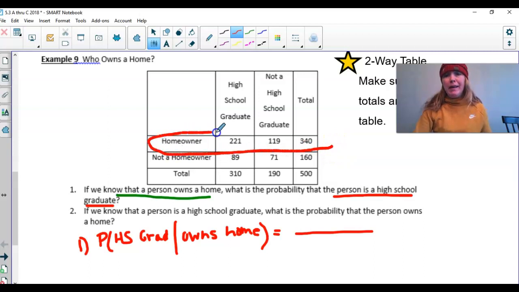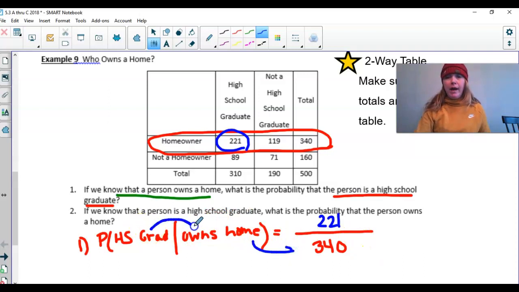I like to have people circle the given in a two-way table, because then we know we're trying to figure out, out of everyone who owns a home, 340 people, what's the probability they're a high school graduate? That's right here, 221. Denominator, boom. Both a high school graduate and owns a home, boom, 221 out of 340. You can leave it just like that, that's fine, or you could change it to a decimal. Doesn't matter.